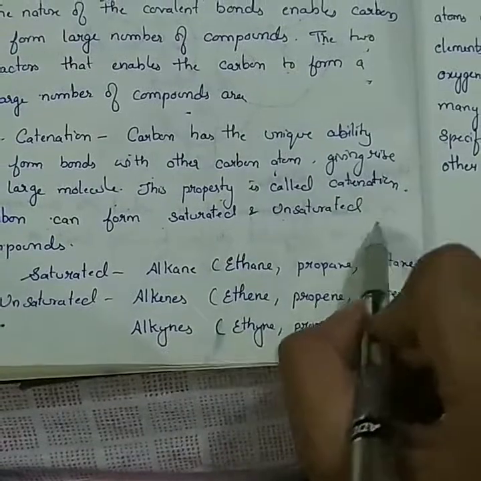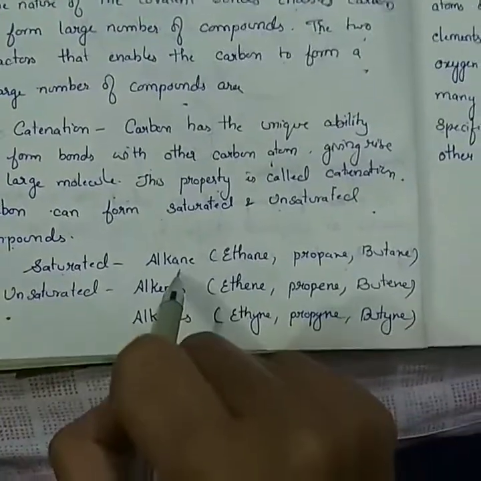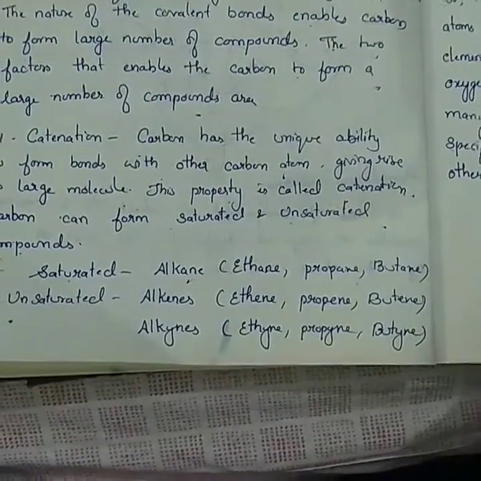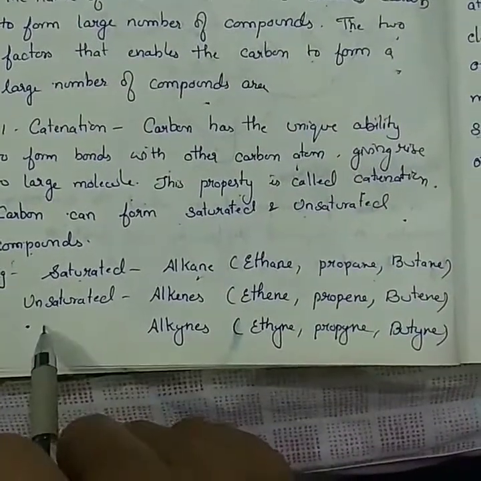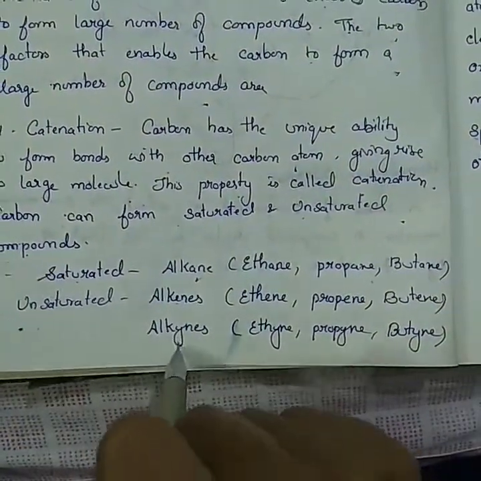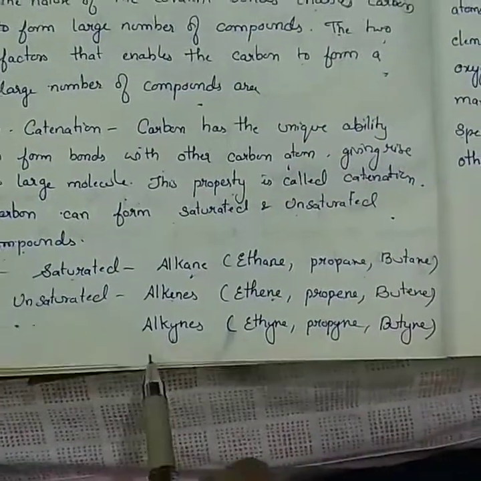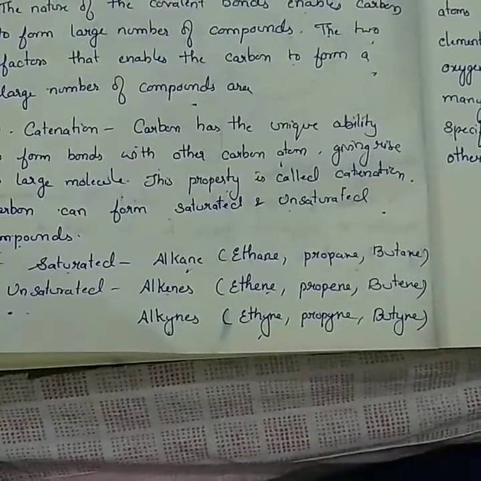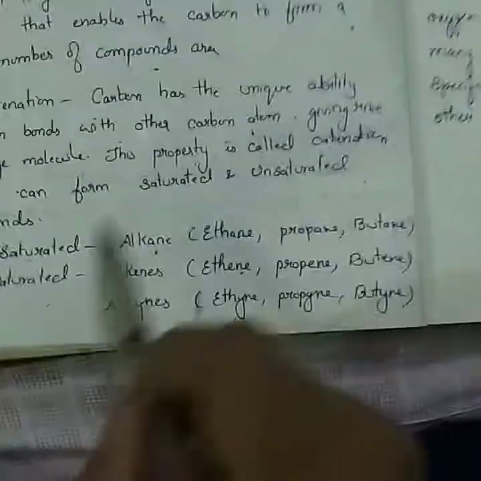Carbon can form saturated and unsaturated compounds. In saturated compounds, we have done alkanes like ethane, propane, butane, hexane, heptane, octane, nonane, decane. And similarly, in unsaturated compounds, we have alkenes and alkynes like ethene, propene, butene, pentene, hexene. In alkynes, ethyne, propyne, butyne, pentyne, hexyne. So, it can form saturated and unsaturated compounds.